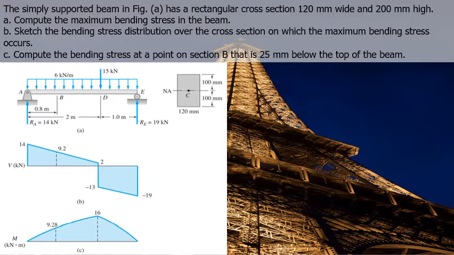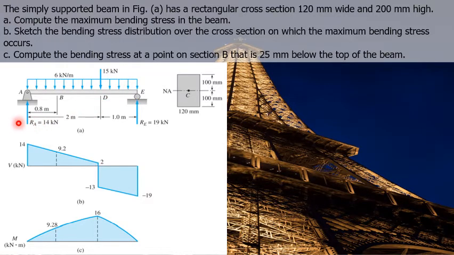Simply put, we must first determine the support reactions. And in this problem, we must first determine the reactions at support A and support E. The beam is under a uniform load of 6 kilonewtons per meter all over its length, and also under a concentrated load of 15 kilonewtons at point D.